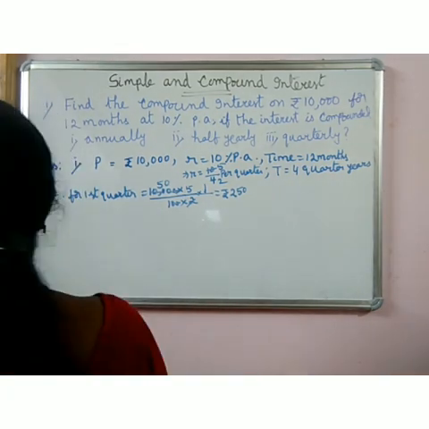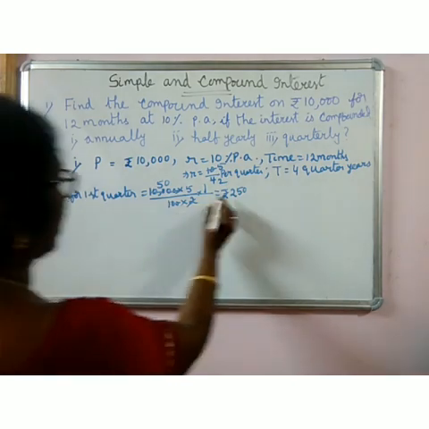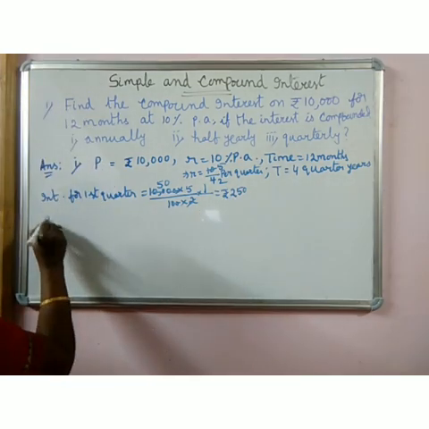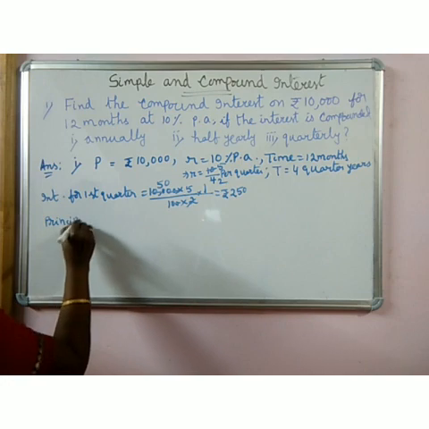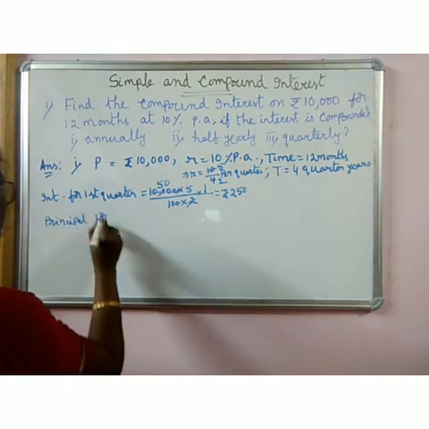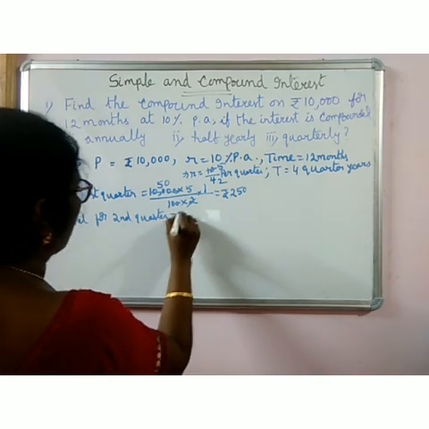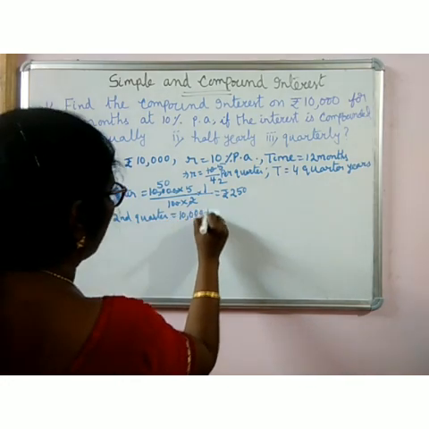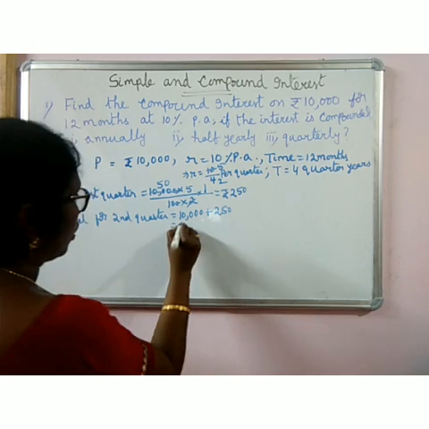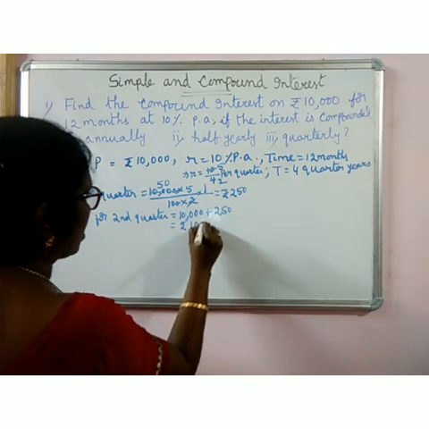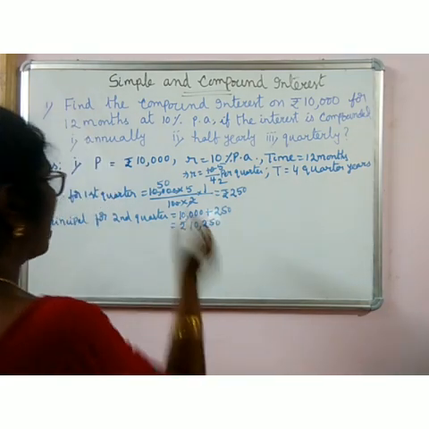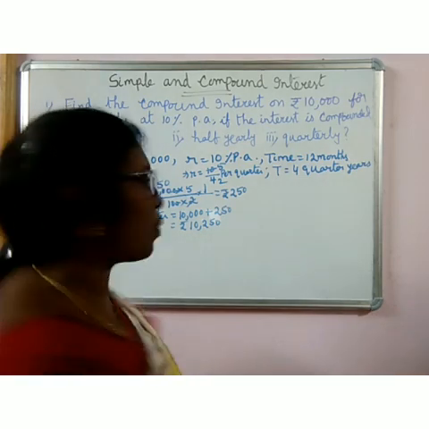250 rupees. So interest for the first quarter is 250 rupees. Now let us find the principal for the second quarter. Principal for the second quarter is 10,000 plus 250. You will get 10,250 rupees. Now this is the principal for the second quarter.